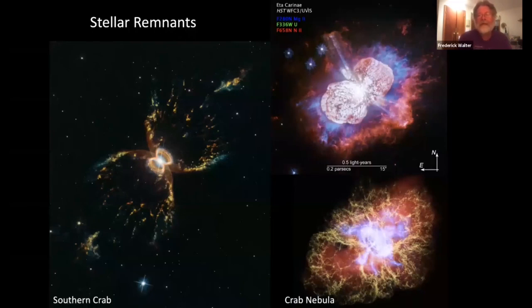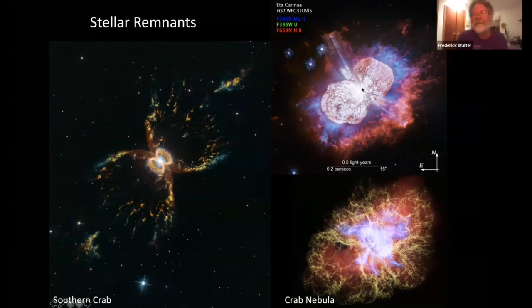We look at remnants of stars too. Eta Carinae, one of the most massive stars in our galaxy. It's actually two stars orbiting each other. It looks like two heads of cauliflower because these stars are losing mass. They're orbiting in this plane here.